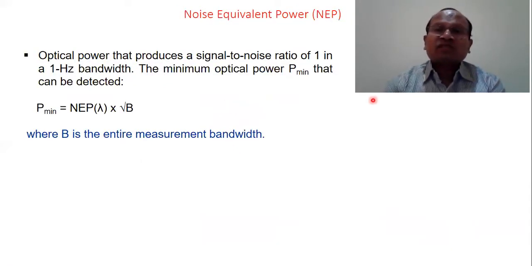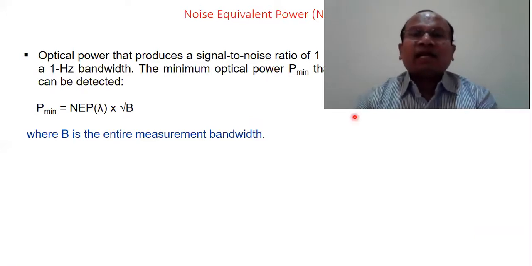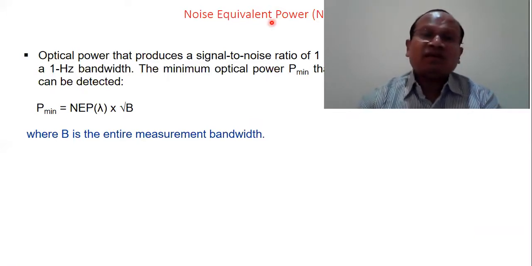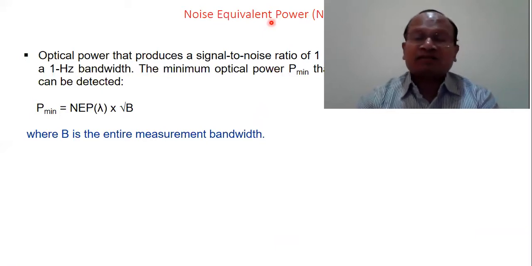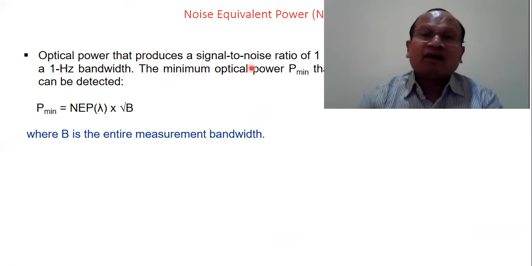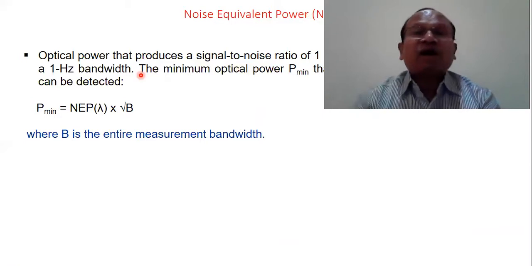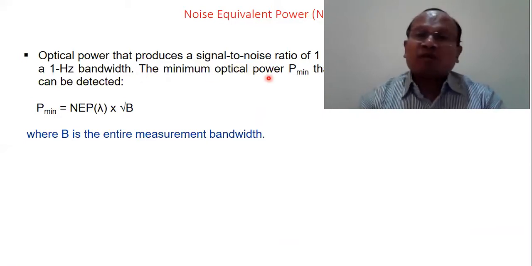The next term, which is an important term, is called NEP. What is NEP here? Noise equivalent power. It is the optical power which produces an SNR of 1 in 1 hertz bandwidth. That is the minimum optical power which can be detected, that can equivalently produce an SNR of 1 for 1 hertz bandwidth. It's the minimum value. That is called NEP, noise equivalent power.